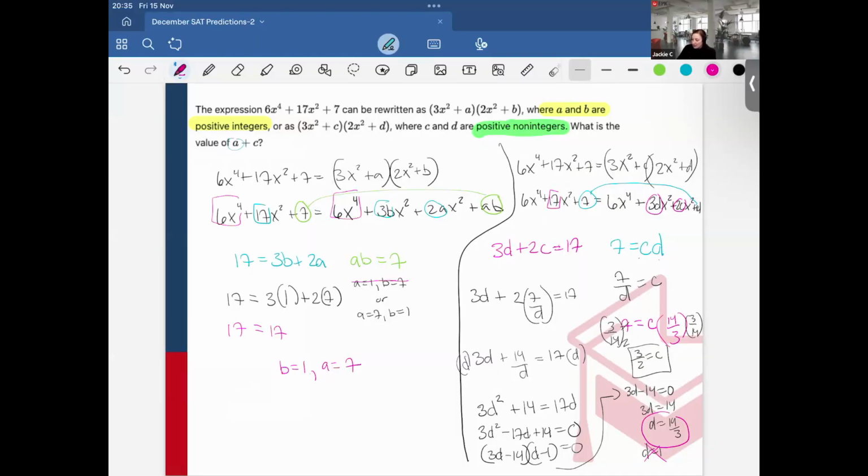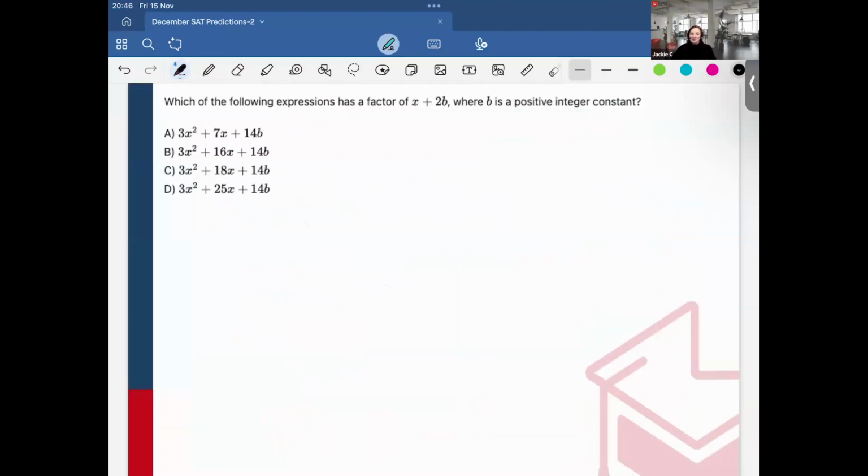Okay, and then the final step, I am asked for a plus c, which would be 7 plus 14 thirds, which is going to be 35 thirds, or 11.66667 repeating. So that was a good equation equivalence problem. Alrighty, now let's look at this one.